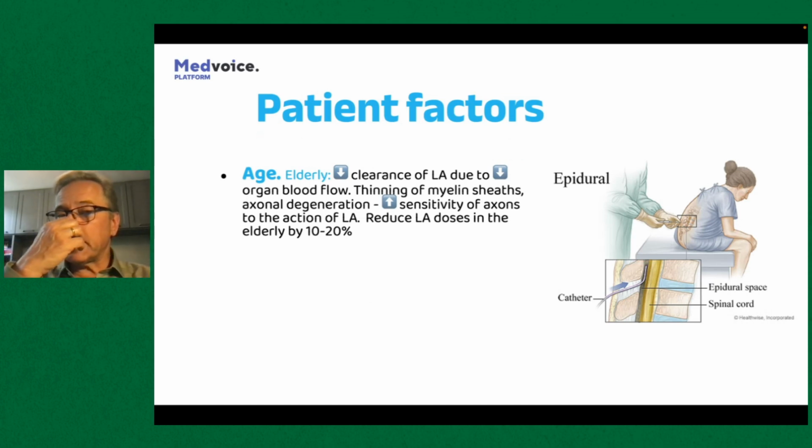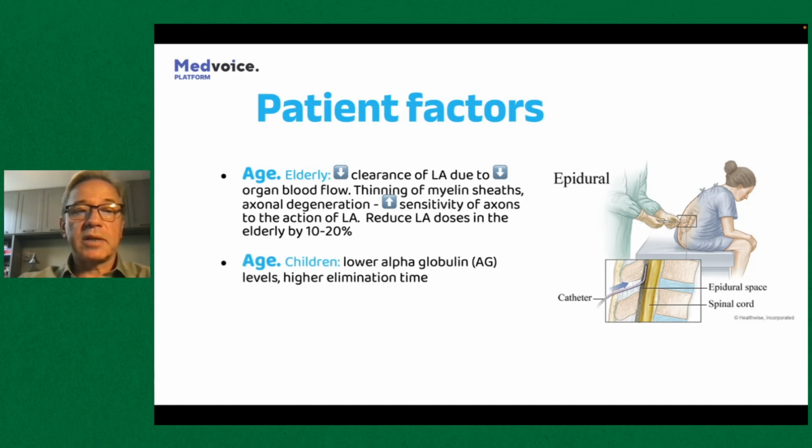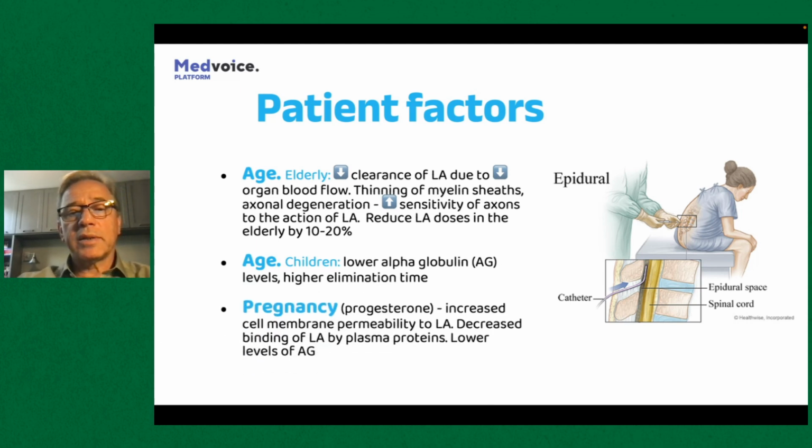Okay, what are the patient factors? Age matters. The elderly have reduced clearance of local anesthetic due to reduced organ blood flow. The myelin sheaths are thinner, hence they have higher sensitivity of the axons to the action of local anesthetic. So you would reduce local anesthetic doses in the elderly by 10 to 20% for the same effect. Children, pregnancy also matters. Increased cell membrane permeability and decreased binding to local anesthetic. So you would use lower doses in pregnant patients as well.